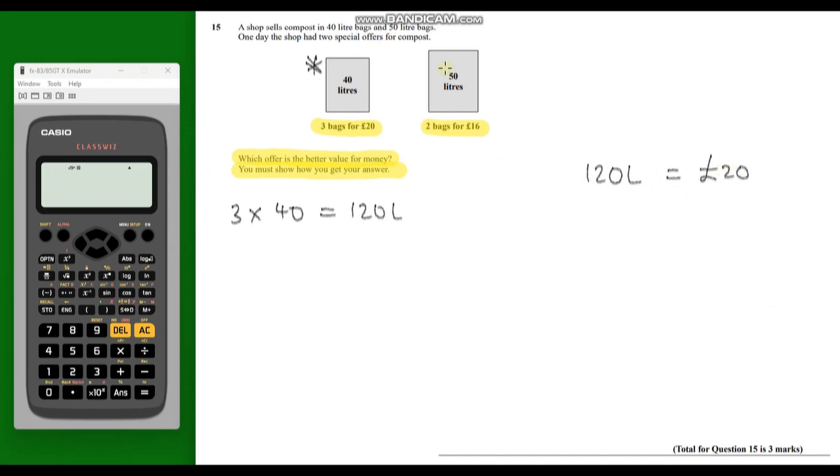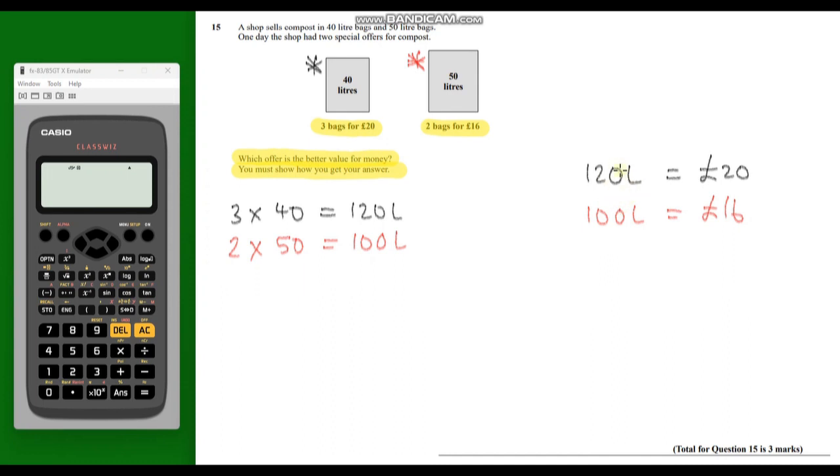And now let's do the 50-litre bag. I'm going to use red for this one. So you get 2 bags for £16. To work out the number of litres, we can just do 2 times 50, and that will be 100. So for this bag over here, you get 100 litres, and you're going to be paying £16. Now at the moment, it's quite hard to compare which one's cheaper because we have different sizes. Although this one's cheaper, you get a smaller bag.